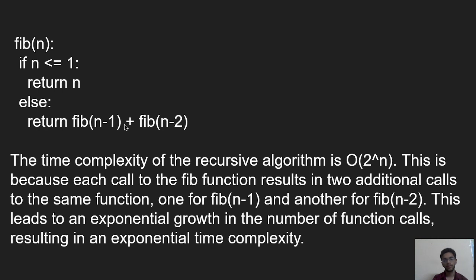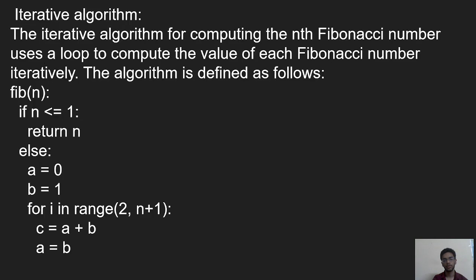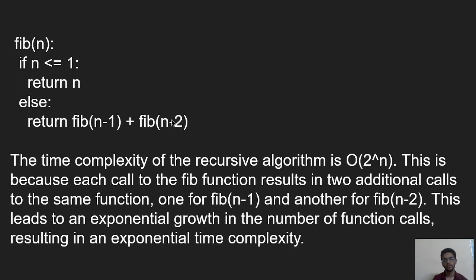So the time complexity of the recursive algorithm of Fibonacci is 2 to the power n. This is because each call to the fib function results in additional calls to the same function, one for fib n minus 1 and one for fib n minus 2. So the state space tree will contain 2 to the power n calls in the base. That's why its complexity is 2 to the power n. You can see that these two calls result in the exponential time complexity of the recursive one.